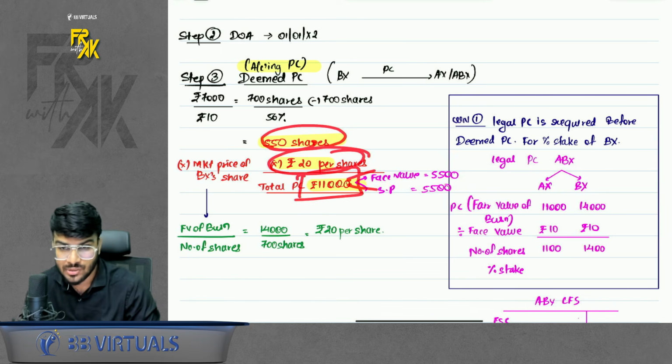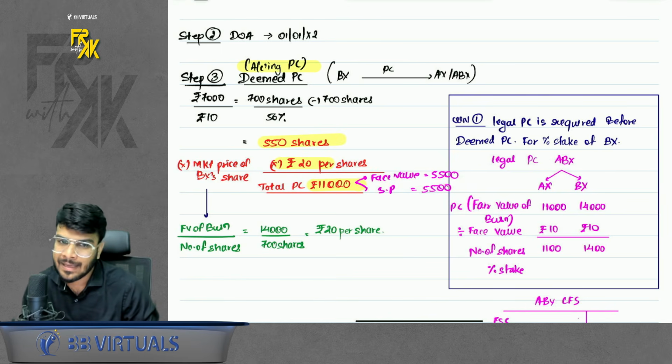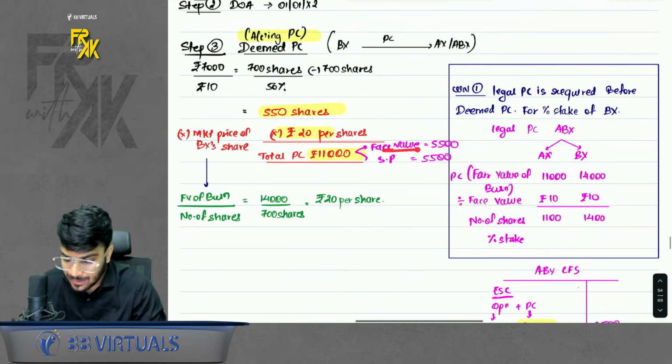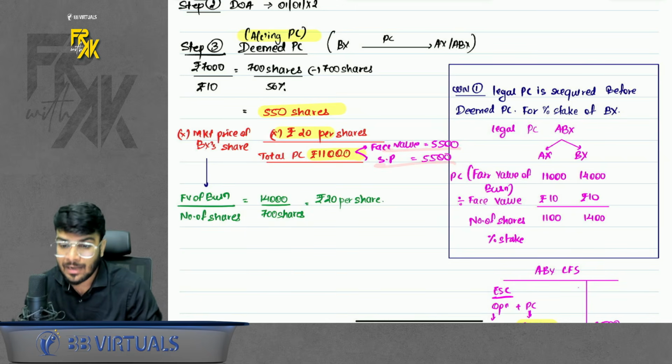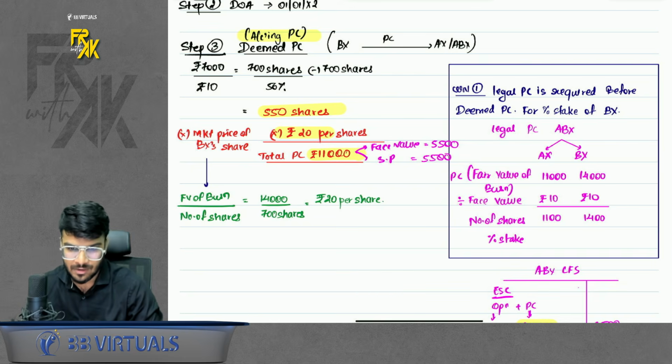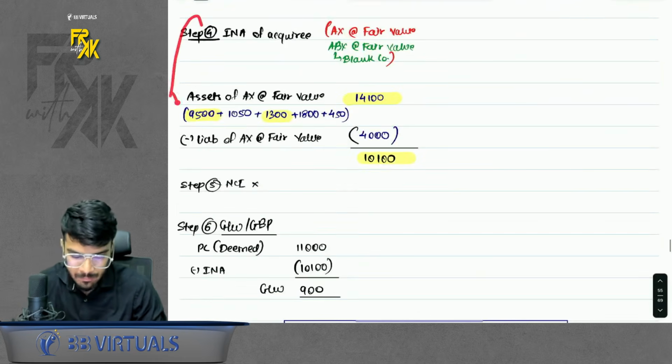You can do the bifurcation of face value and premium. Here ICAI has done the bifurcation. Anyways, in some cases ICAI did the bifurcation, in some cases ICAI did not do the bifurcation. I feel in exam you should always give the bifurcation of face value and premium. Okay, chalo. Step number 4 is acquiree.